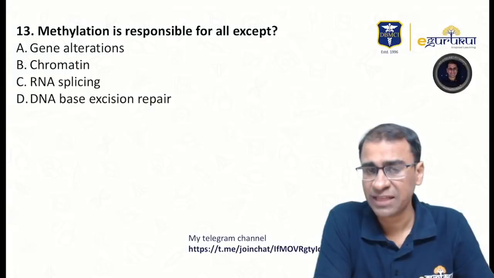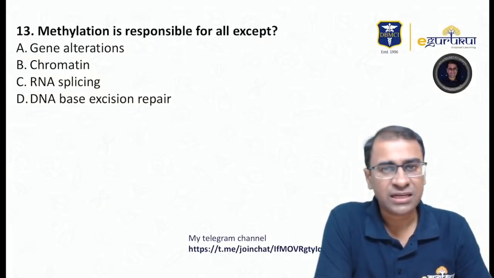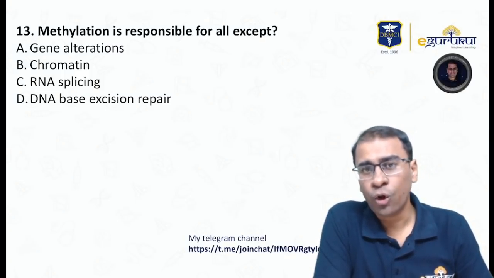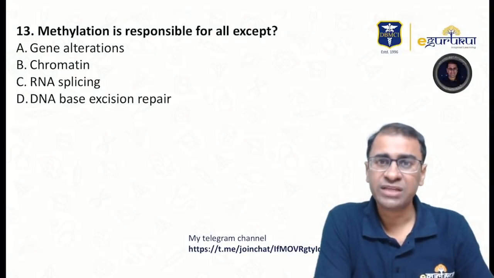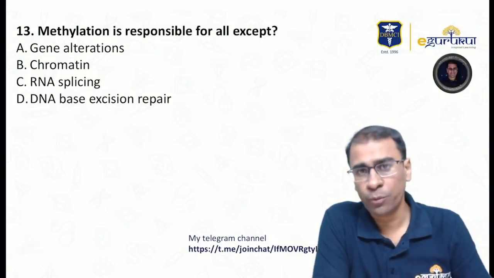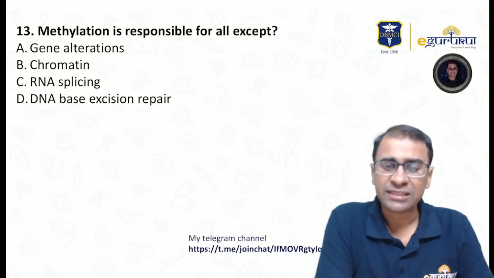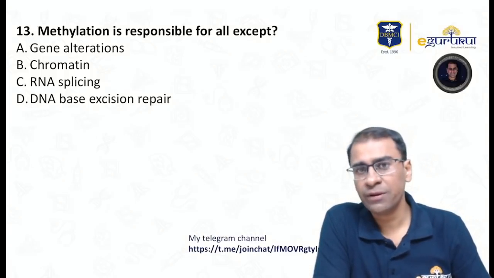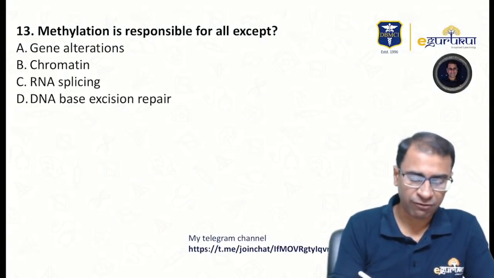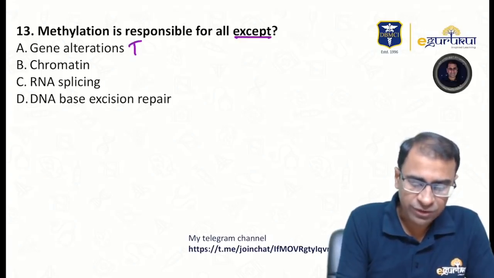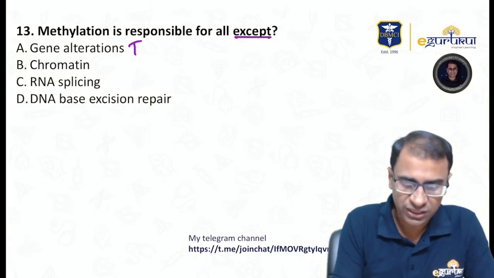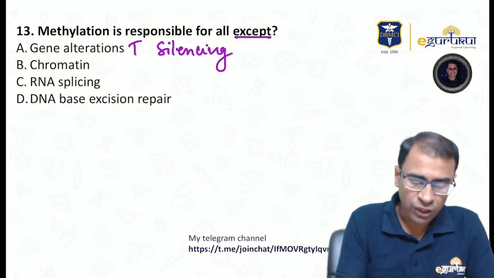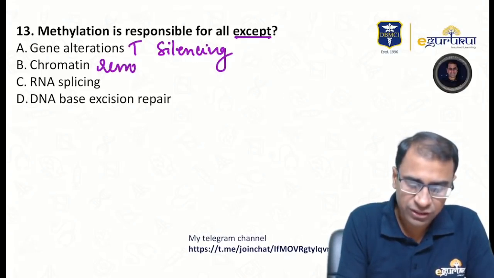Methylation. What exactly is methylation? I hope you remember, guys, there is something called non-histone proteins, which help in the extra packing of the chromosomes. So what happens? The methylation process is actually responsible for gene alteration. Yes, because it causes gene silencing. It actually causes gene silencing. It causes chromatin remodification.